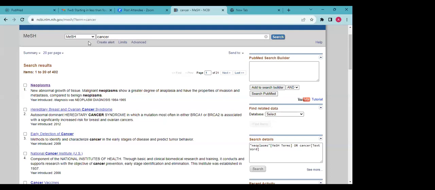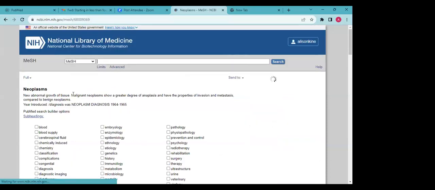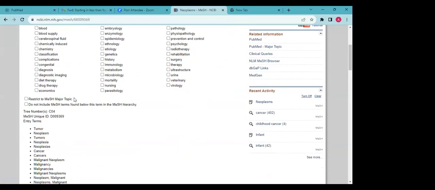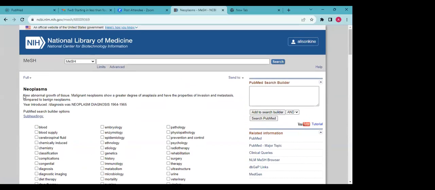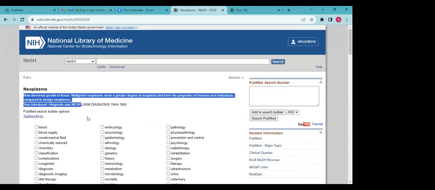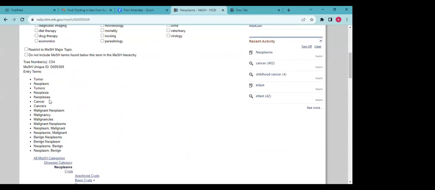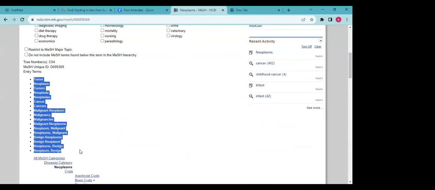So let's go there and see. Neoplasms. And if you go down, of course, here they first give you the definition, what is it? And there it is. Then you go down. Do you see the entry terms? Like all these, all those. If you are doing a systematic review of now general cancer, all those words, you have to include them, but you have to use a Boolean operator.